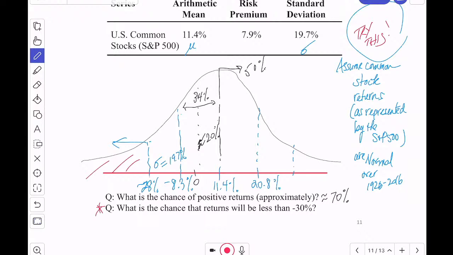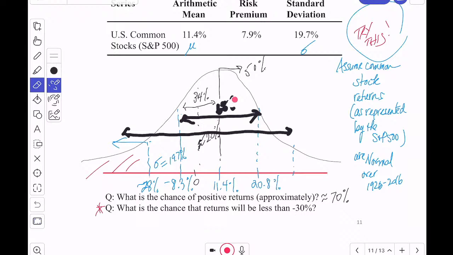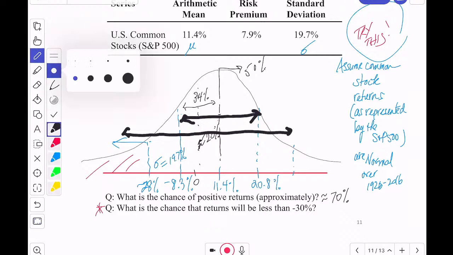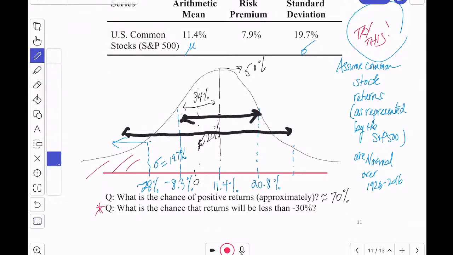Do you guys remember this stuff? So then if this is 68% between here and here, what is it between here and here? This one was 68, and this one is 95.